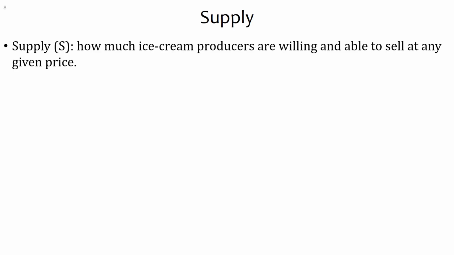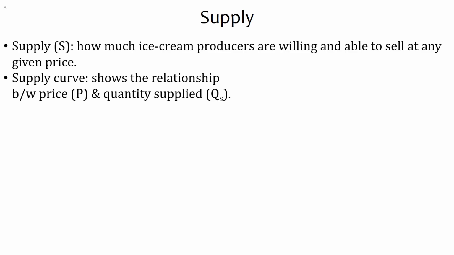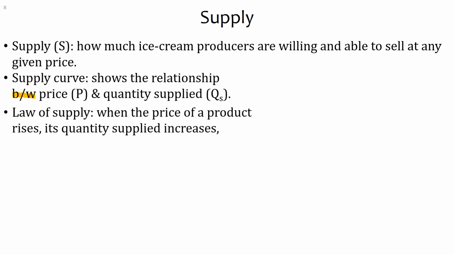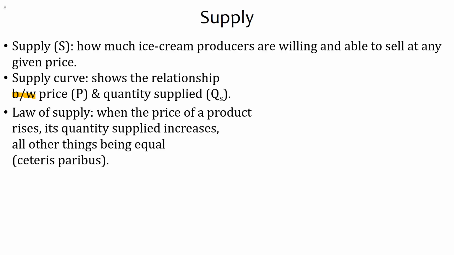All right, let's move on to supply, which is the other side of the market. Supply is how much ice cream or any other good or service the producers are willing and able to sell at any given price. So here we are focusing on the producers. The supply curve shows the relationship between price and quantity supplied. And the law of supply is when the price of a product rises, its quantity supplied increases, all other things being equal. All right, so that again is our ceteris paribus assumption.